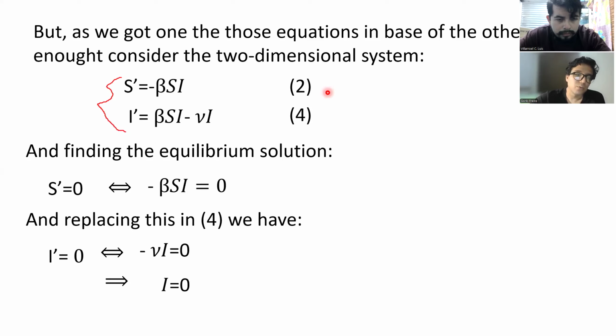Now, once we have the equations, we always try to find the equilibrium solution. So we set the derivative of S equal to 0, and we get this. Replacing, we get that I is 0, and therefore this one is 0 too. So we get the equilibrium (S, 0), which means that we have the equilibrium on the x-axis. Next, please.